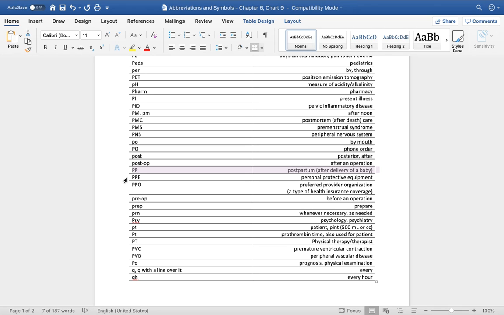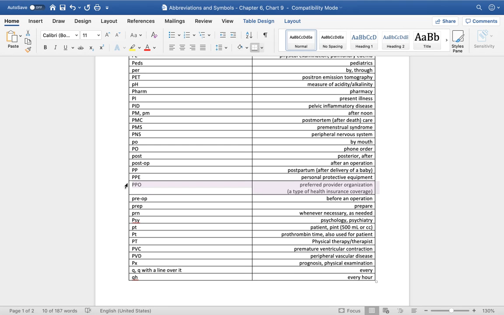A lot of times there's specific medical conditions that are normal for the postpartum part after the delivery of the baby. PPE, personal protective equipment. We talked about this in first aid. This is like gloves, masks, gowns, whatever protects you from exposure to things that are potentially dangerous.